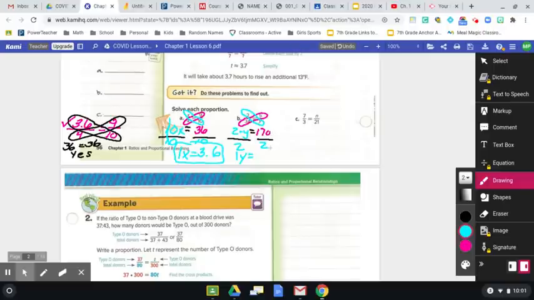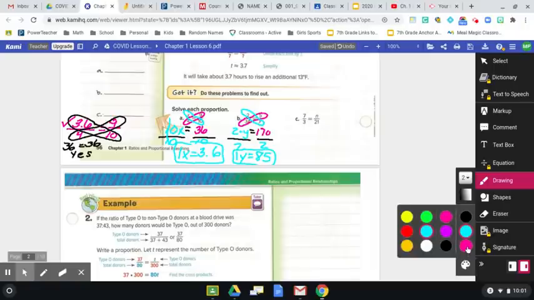170 divided by 2 is going to give me, and you can check your answer in your calculator, you should work these out with me, 85. There's my y that I was missing in the denominator there. So once again, I'm going to come over to the side and check my work.